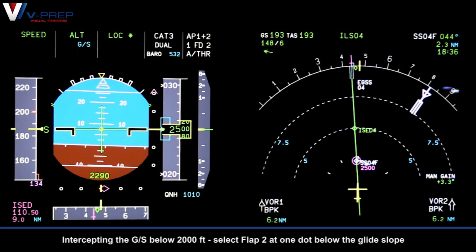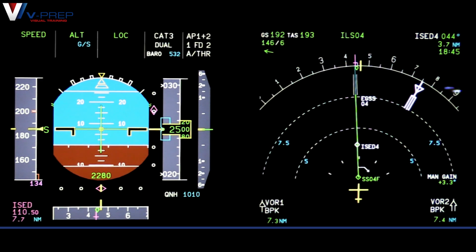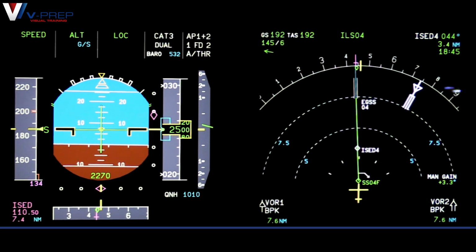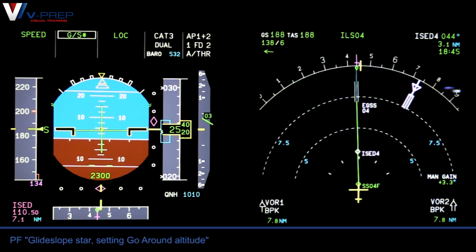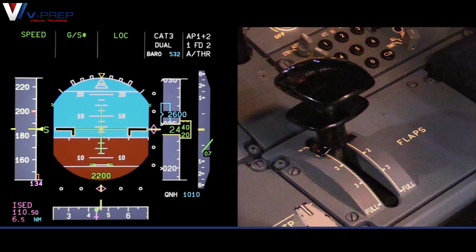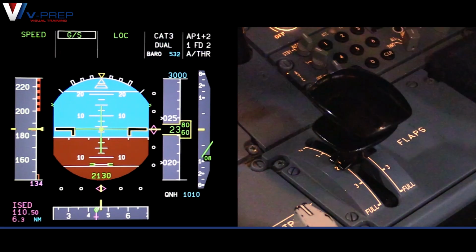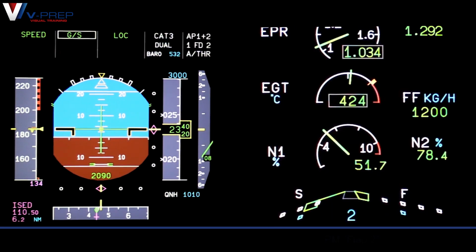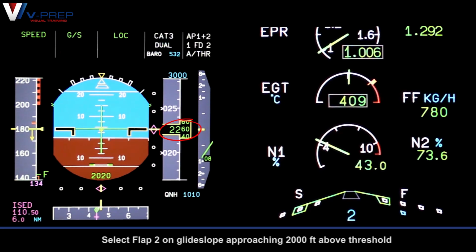Intercepting the glide slope below 2,000 feet, select flap 2 at 1 dot below the glide slope. LOC. Glide slope start. Setting go-around altitude. Flap 2. Speed check. Flap 2. Select flap 2 on glide slope approaching 2,000 feet above threshold.